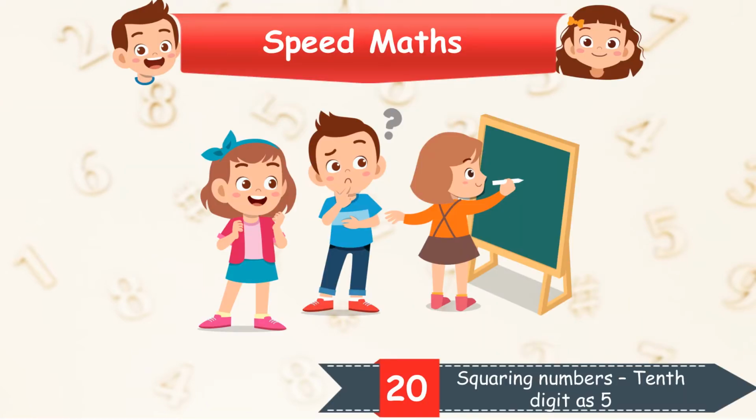In this episode, we are going to discuss how you can find the square of any number whose 10th digit is 5. This is an extension to the previous episode where we saw how to write squares of numbers between 50 and 59. We are going to present you with a very simple and elegant approach using which you can easily find the square of a number which has a 10th digit as 5.